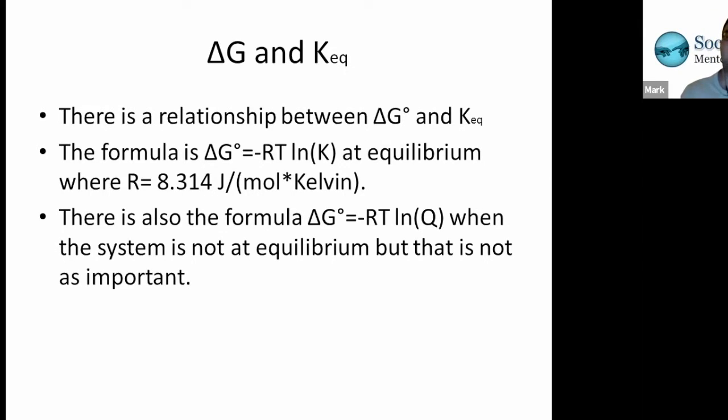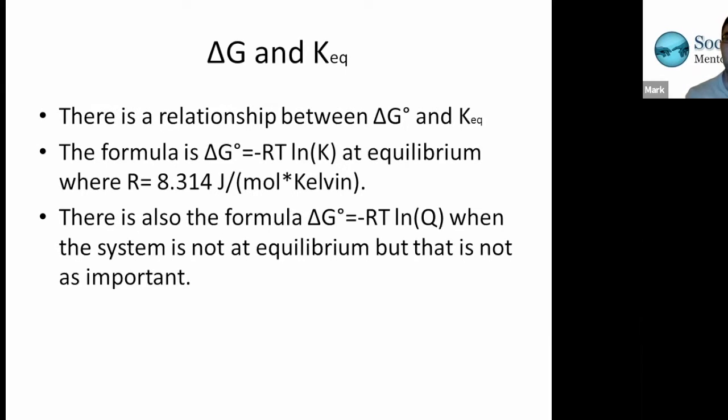There's also the formula delta G equals negative RT ln Q, for when the system is not at equilibrium. K can only be used at equilibrium, right? That's why it's the equilibrium constant. When it's not at equilibrium, use Q instead. It's very similar. It's not extremely important. Just know that if they give you a Q, a big Q, capital Q, you're probably using this equation. That's really the only thing big Q is ever used for, in the MCAT at least.